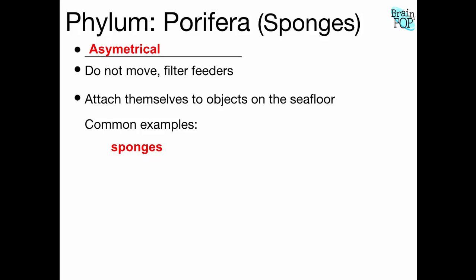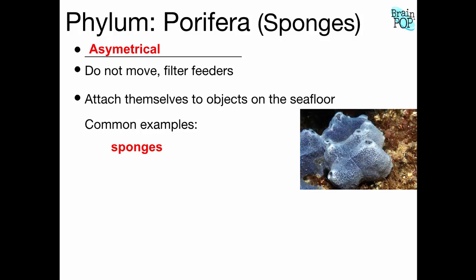So they suck in water, and as the water is moving through their body, they filter out little bits of organic matter, little bits of plants and animals that are in that ocean water, and that's what they use for their energy. So we call those things filter feeders. There are many invertebrates which are filter feeders, and we'll talk about some more today. And so examples are these sponges.